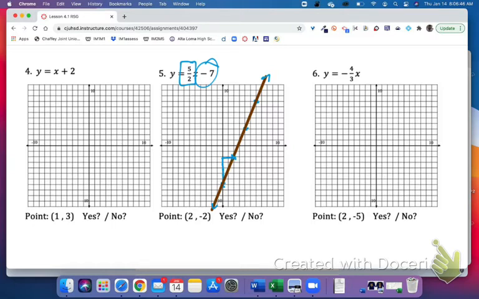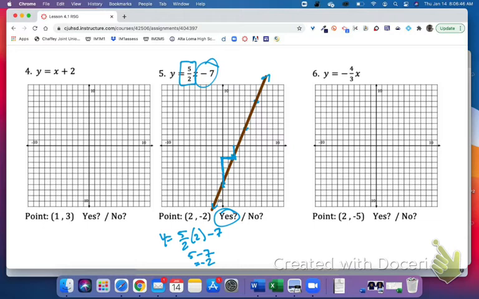Now, this one, 2, negative 2, I know for a fact is on the line because I'm going up 5 over 2 units, which would put it at 2, negative 2. So yes, if you wanted to confirm, you could. Y equals 5 halves times 2 minus 7. Well, 5 halves times 2 is 5, and 5 minus 7 is negative 2. Okay, so just some practice there.